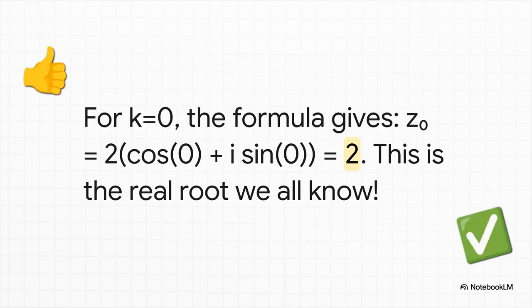All right, let's hunt for these 3 cube roots of 8. The number 8 has a length of 8, and its angle is 0 degrees since it's sitting right on the positive real axis. So for our first root, we set k to 0. The cube root of the length 8 is 2. The angle is 0 divided by 3, which is still 0. This gives us the number 2. Okay, no surprise there. That's the one we all knew about.